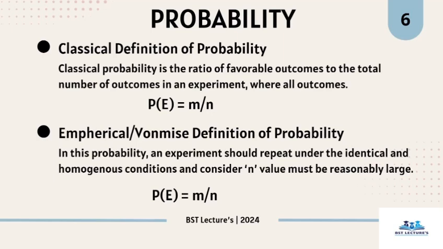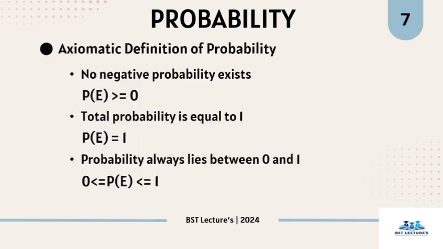And coming to the last type and a very important definition of probability is the axiomatic definition of probability. In this, we have three conditions. First is that no negative probability exists. In any probability, whether we check tossing a coin, getting the head, the probability is 1 by 2, that is 0.5. It is always greater than or equal to 0.